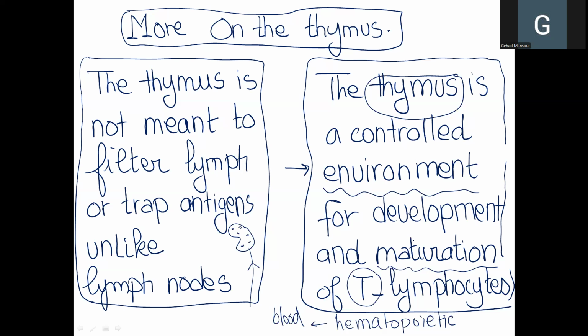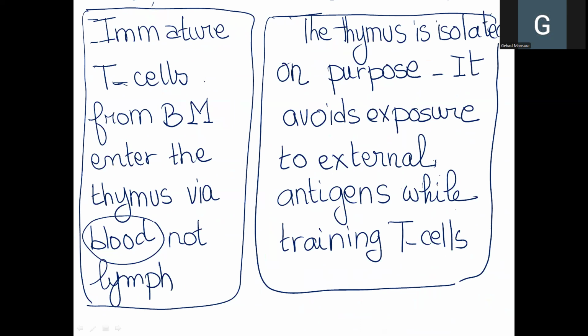And we said that when the T lymphocytes are put in the suitable environment, they start developing their specific receptors, which we call the T cell receptors. At that time, they become mature, but they are still naive because they haven't yet encountered any antigen. So the immature T cells from the bone marrow enter the thymus via the blood, not via the lymph, like in the lymph node. And why isn't the thymus connected to lymphatics just like the lymph nodes, for example?